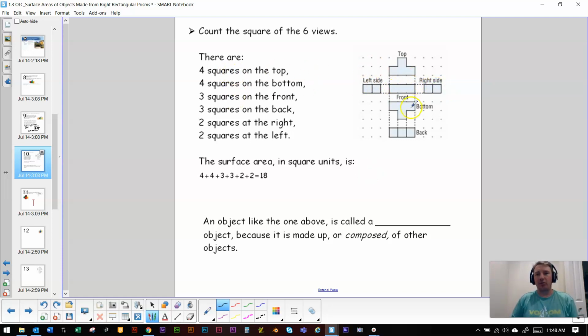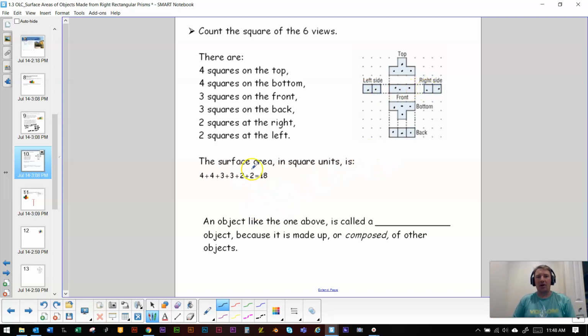So in this one, there's 4 squares on top. So there's 1, 2, 3, 4. And there's also 4 squares on the bottom. So that's easy. 1, 2, 3, 4. There's 3 squares on the front. 1, 2, 3. There's 3 squares on the back. 1, 2, 3. There's 2 squares on both the left and the right.